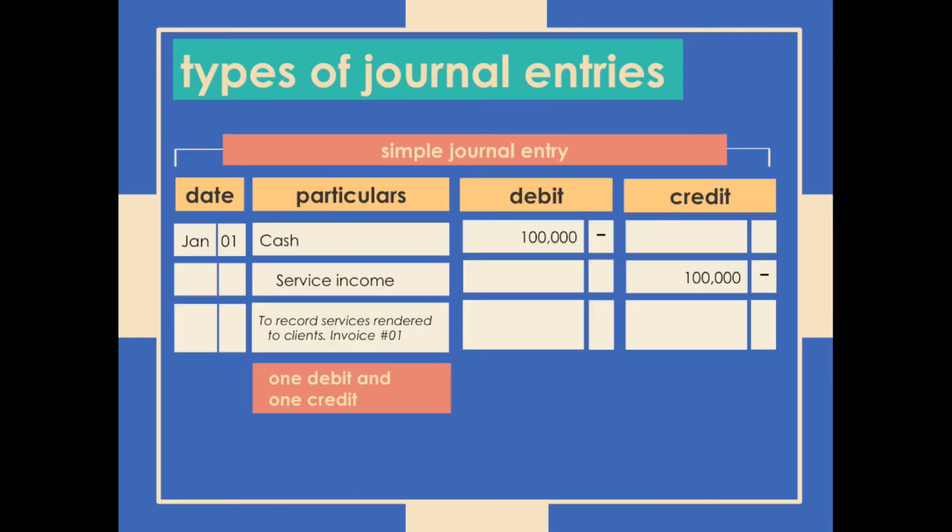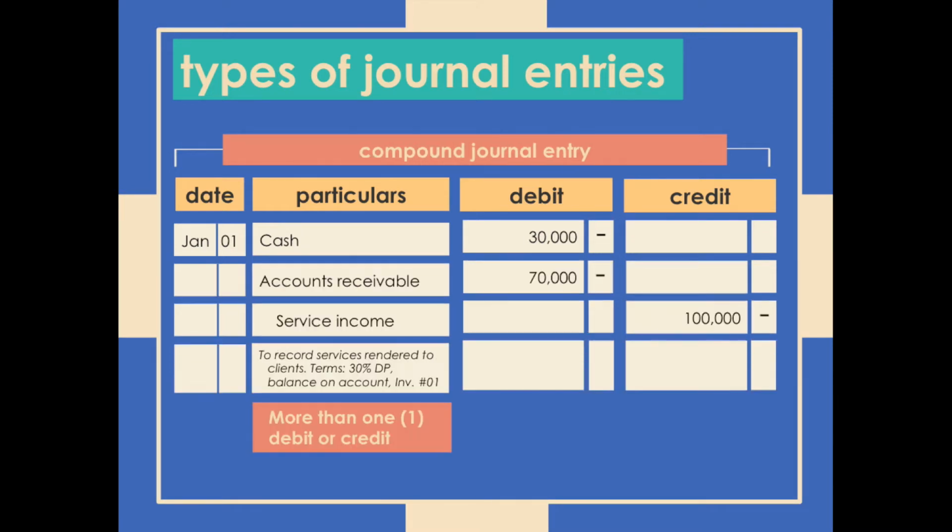There are actually two types of journal entries that you can make: a simple journal entry and a compound journal entry. So what's the difference between the two? A simple journal entry is one where there is exactly one debit and one credit like this sample here. A compound journal entry is one where there is more than one debit or credit. So you can have one debit and two or more credits, or two debits with one credit, two debits and two credits, and so on. All of them would be referred to as compound journal entries.